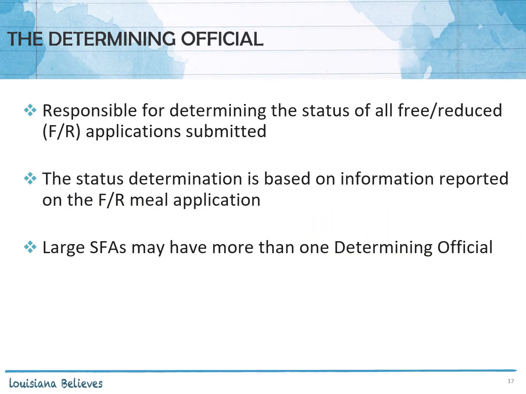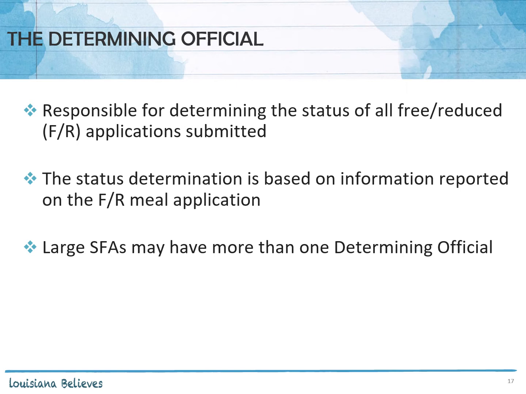The determining official determines eligibility status of all free and reduced price applications using the information provided on the applications. They will sign all applications as they process them. The determining official may not be the pre-verifying, otherwise known as the confirming official, who will conduct a second-level review of all applications selected for verification.